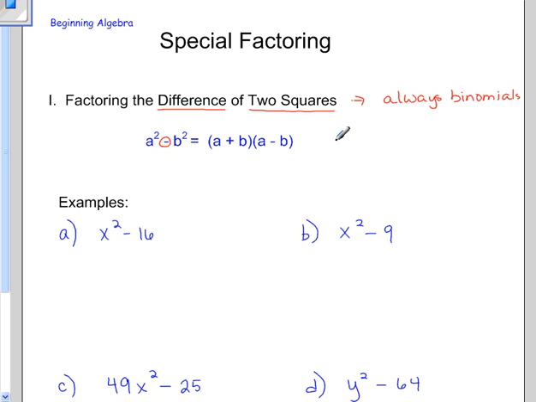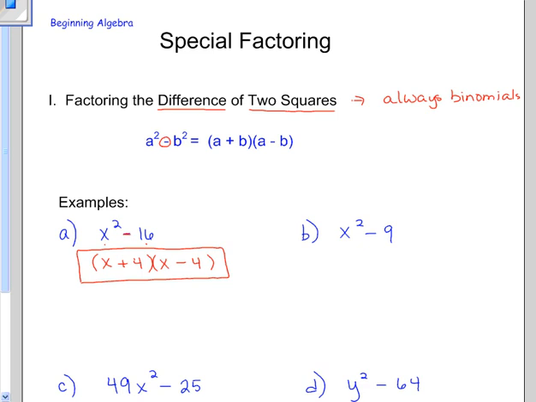Okay, if I look at, again, what the formula says, a squared minus b squared equals a plus b times a minus b. If I look at example A, I have x squared minus 16. I notice I have a negative sign. Both of these are perfect squares, so I can break this into two binomials. The square root of x squared is x, and the square root of 16 is 4. Now one sign must be positive, one sign must be negative. So this would be my answer, x plus 4 times x minus 4.